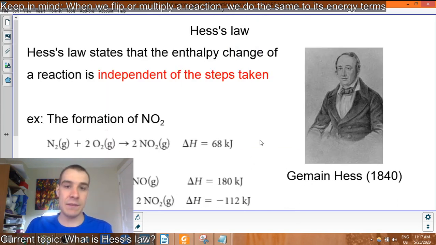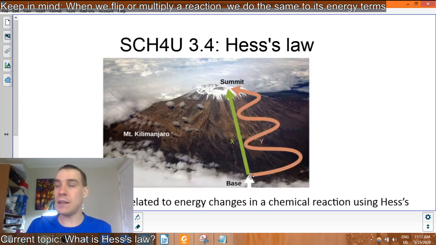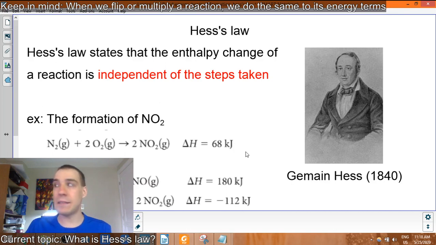Here's the actual statement of it. Hess's law, this is Germain Hess. He came up with it, I guess. It says that the enthalpy change of a reaction is independent of the steps taken. So the energy change is independent of the steps taken. Just like the guy at the bottom of the mountain and the top of the mountain, you don't know what steps they took, but the energy change is the same. Let's say 2 people took these 2 different paths and then skied down the mountain or mountain biked down the mountain, they would both gain the same amount of energy coming down, independent of how they got up. So that's the concept behind Hess's law.